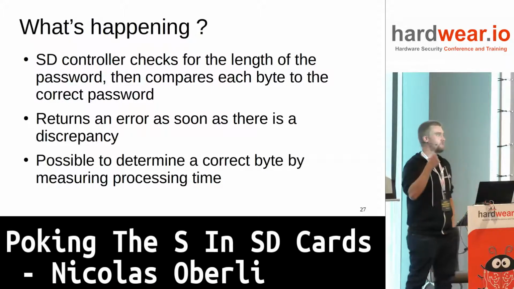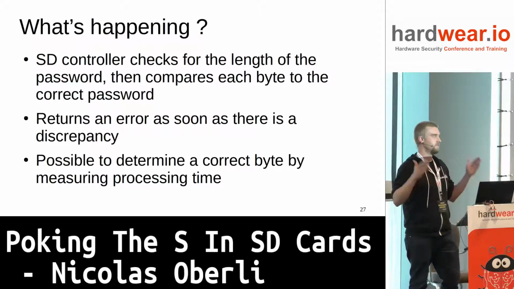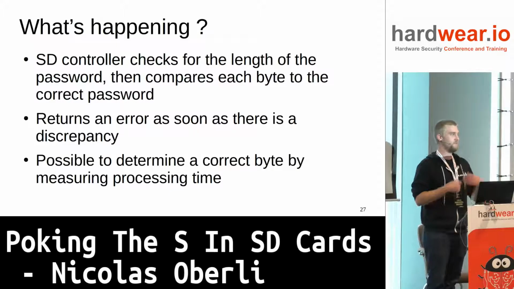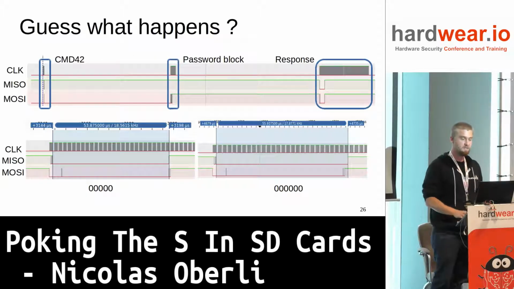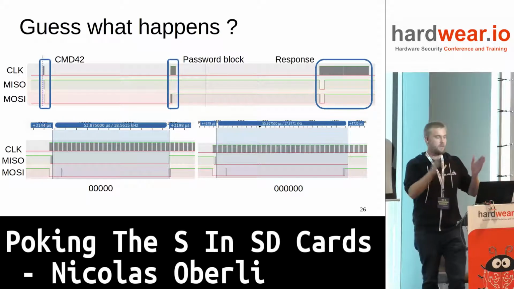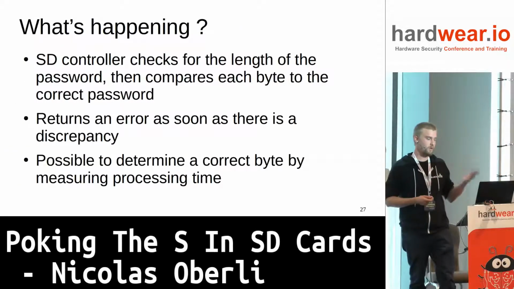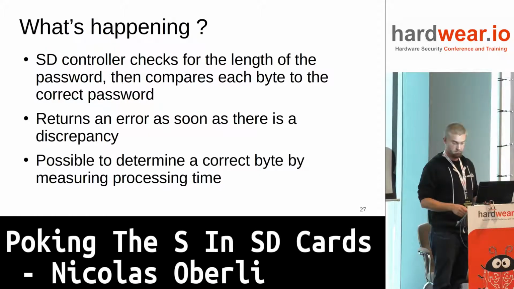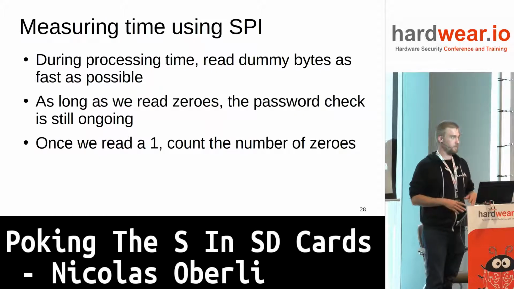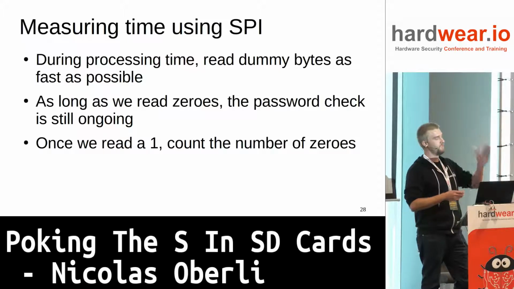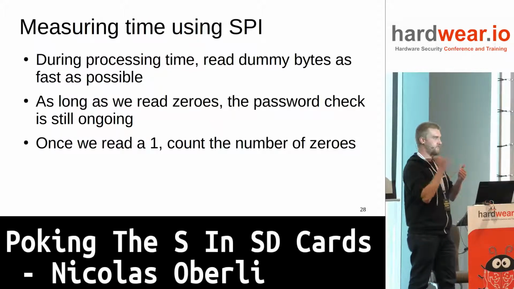So basically, if we look at the time used to process the password, we can guess the length of the password, then we can guess every byte one by one until we get the full password. So that's good. It's just a bit complicated to measure every time for every byte possible. So I tried to look for a way to automate this part. Since I'm controlling the SPI interface, as soon as I finish sending my block containing the password, I'll try to read data as fast as I can.